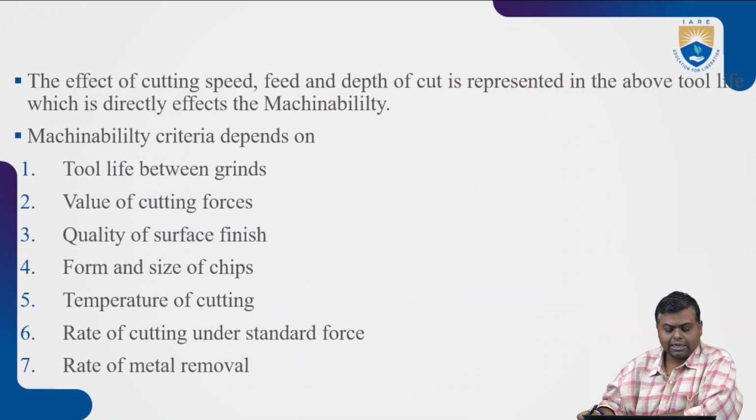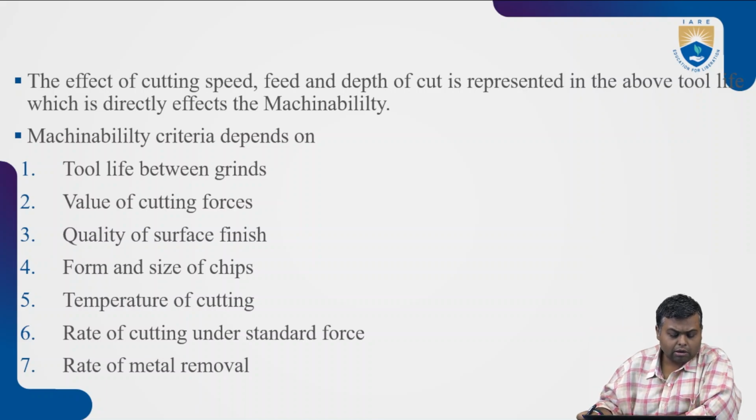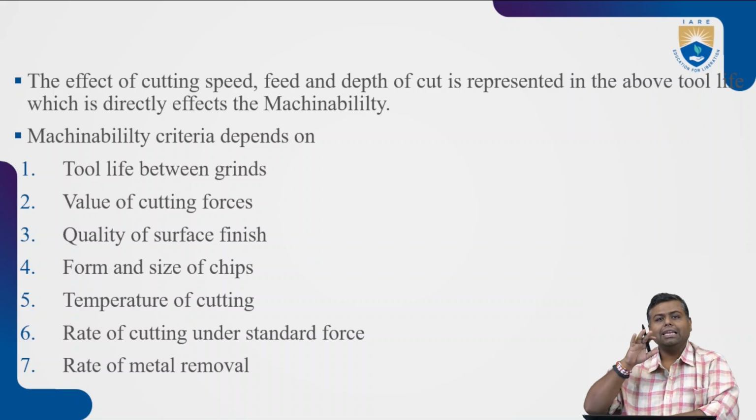So the effect of cutting speed, feed and depth of cut is represented with respect to the machinability. Machinability criteria generally depend upon tool life between grinds. The ease with which we need to take the material out means the tool should be very sharp. Next one, the value of the cutting forces. If the cutting force value increases, the machinability index decreases. Why? Because the cutting force directly influences the machinability. If the cutting forces are very high, the machining is not very easy.